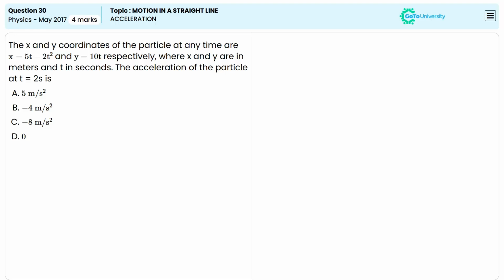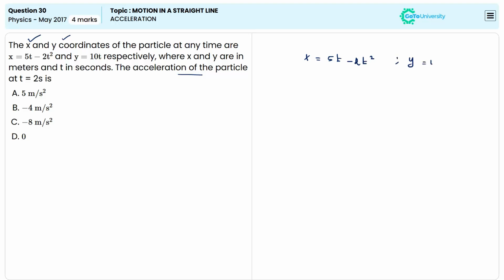What is the value of acceleration of a particle, whereas the value of x and y coordinates of a particle at any time is given in the question, whereas x and y are in meter and t in seconds. So here the displacement in x coordinate is given as 5t minus 2t square.